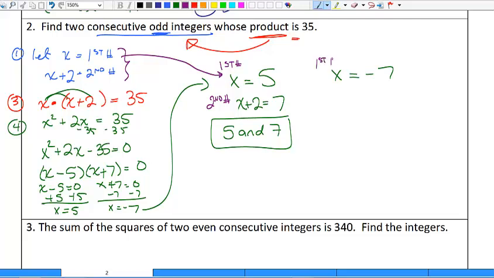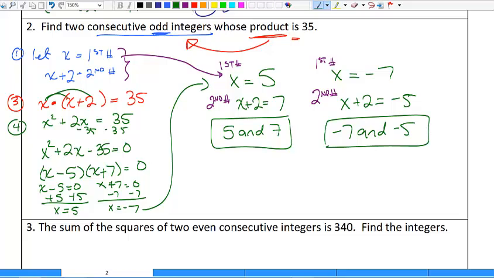Well, what if my first number was negative 7? What is the next consecutive odd after negative 7? Well, to get that, you take negative 7 plus 2 and get negative 5. So negative 7 and negative 5 also seem to be a good pair of answers.